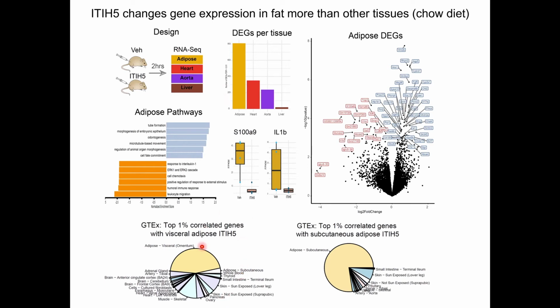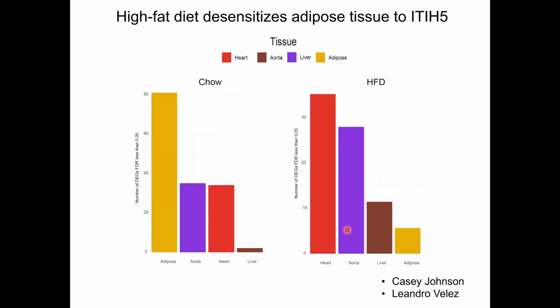And this seems conserved in humans when we take GTEx, which is around 30-some tissues, and we ask in what tissues this is also concordant. If we look at visceral tissue, it's enriched for visceral tissues, and if we look at ITIH5 in subcutaneous, it's obviously enriched in subcutaneous tissue. So this suggests that this autocrine paracrine signaling is conserved, right?